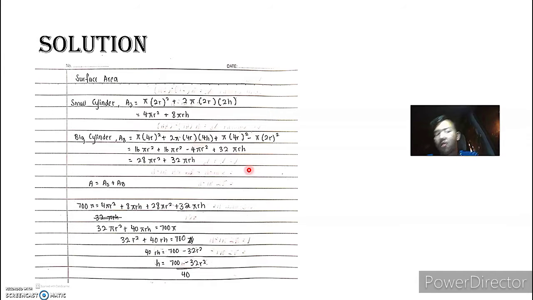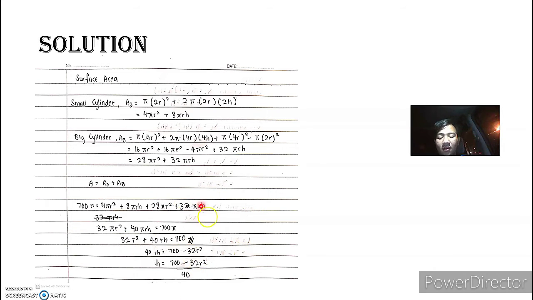This is the solution. First, we must find the surface area for the small cylinder and the big cylinder. For the small cylinder, the surface area is 4 pi r square plus 8 pi rh. And the big cylinder is 28 pi r square plus 32 pi rh. Then, we add the areas of the small cylinder and big cylinder, which is 700 pi equals 4 pi r square plus 8 pi rh plus 28 pi r square plus 32 pi rh.